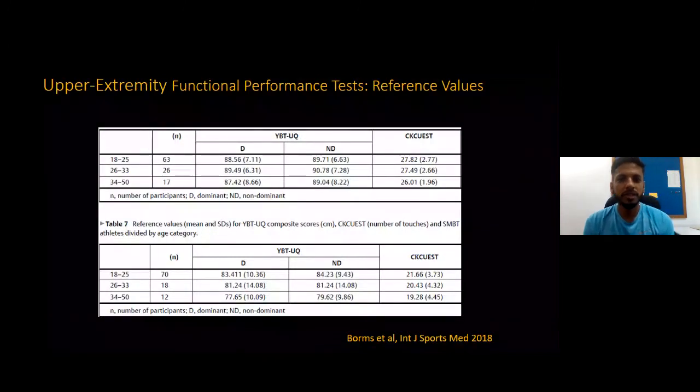And one more thing, these are the reference values for the upper extremity functional performance test. This is the Y balance test, and this is the closed kinetic chain upper extremity test. So these are the reference values based on age.